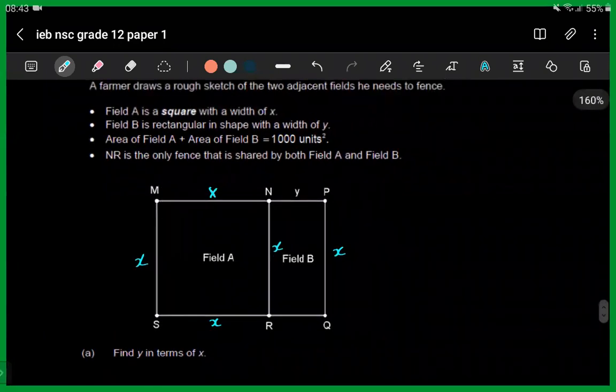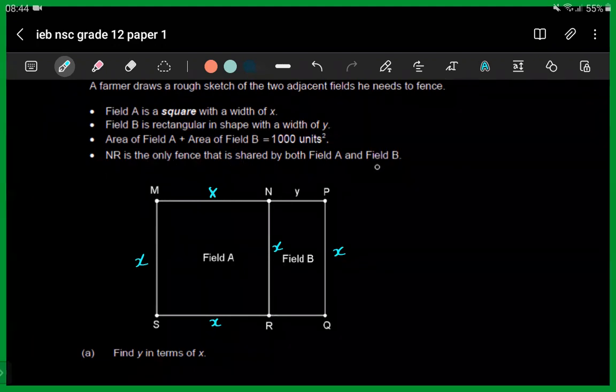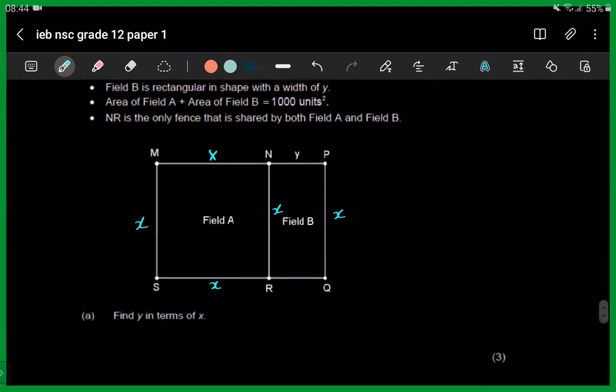Then it says, let's see here, the field B is a rectangular shape with a width of y. The area of field A plus the area of field B is 1,000 units squared. Then it says here NR, which is from N going to R, is the only fence that is shared by both field A and B. Then it says write y in terms of x.